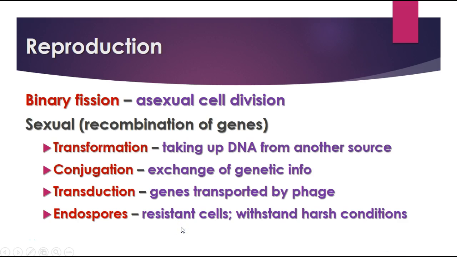In terms of reproduction, of course, the type of reproduction that the bacteria undergoes for growth is called binary fission. This is asexual cell division. It's just making new copies of the cell. It's kind of like a cloning process. There's also a couple of ways that bacteria can exchange genetic information or recombine genes, and we'll talk about each one of these in turn.